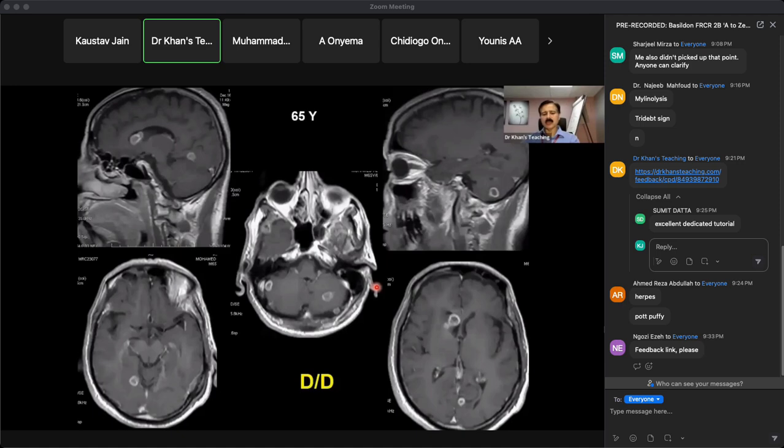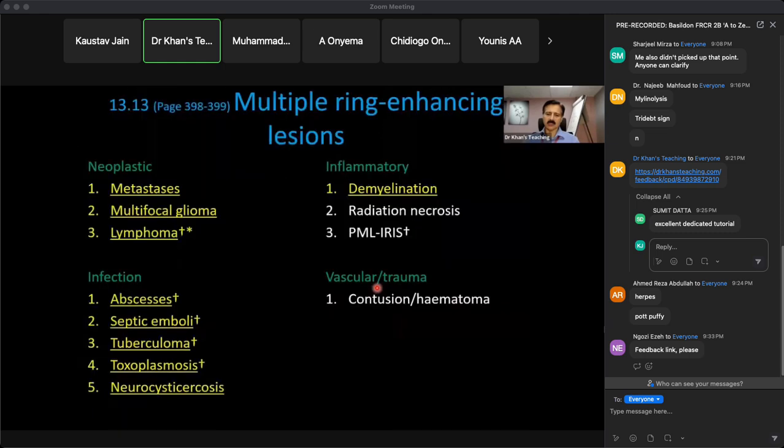This is multiple ring enhancing lesions. So there is a differential diagnosis of multiple ring enhancing lesions, which can be asked in the exam. It's an easy one. But just for completion's sake, this was TB, by the way. And this was all necrosis, central necrosis. And in your book, there is multiple ring enhancing lesions, which can be neoplastic, infectious, or inflammatory: abscesses, septic emboli. These are important. Some of these we are going to cover shortly.